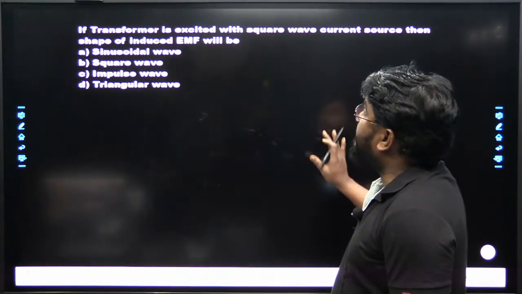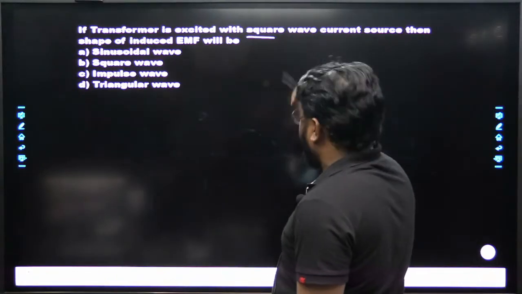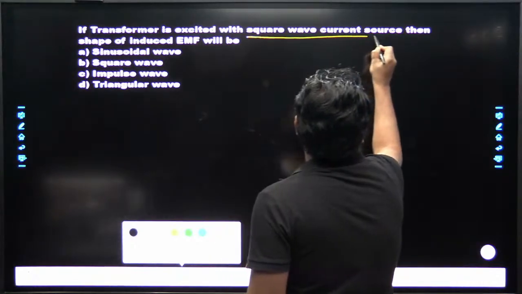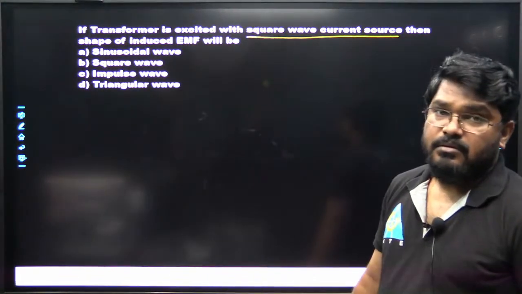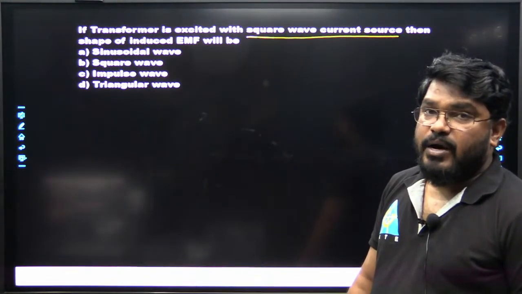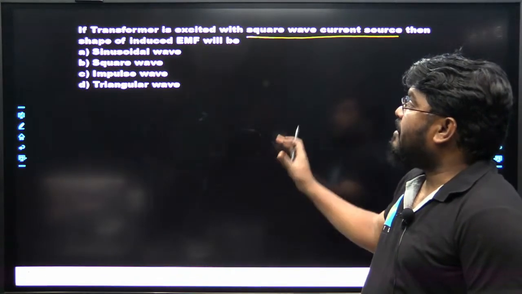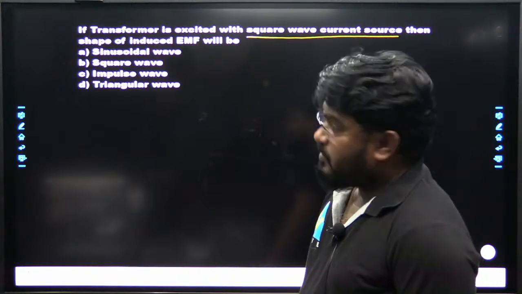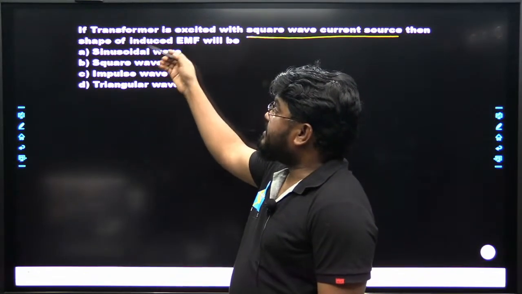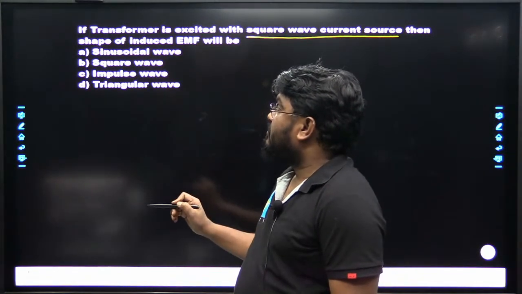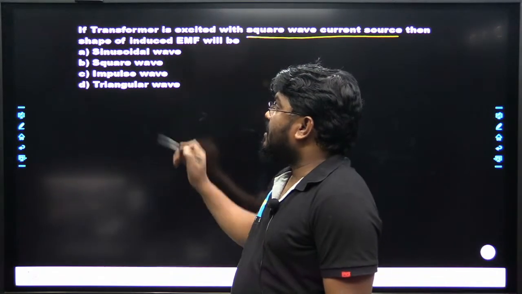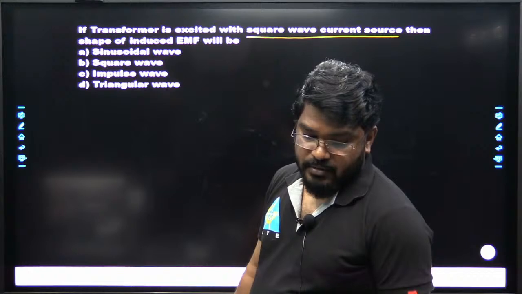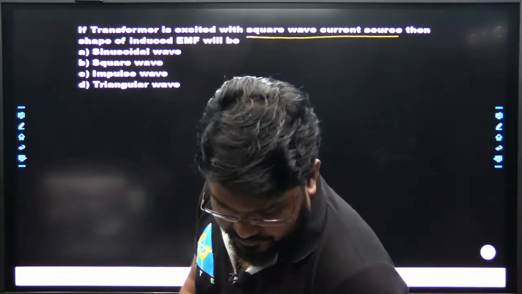If a transformer is excited with a square wave current source, then the shape of the induced EMF will be? Option A is sinusoidal wave, option B square wave, option C impulse wave, and option D triangular wave. So now tell me what is the answer?